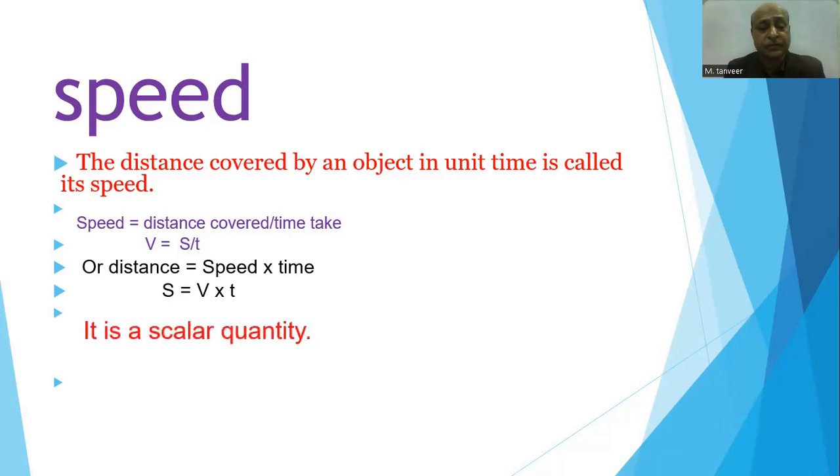Speed is a scalar quantity. The SI unit of speed is meter per second. Meter divided by second is the unit of speed.